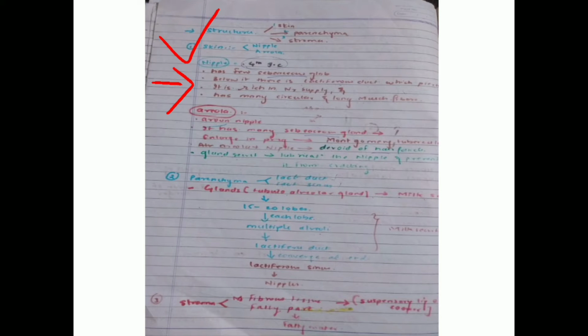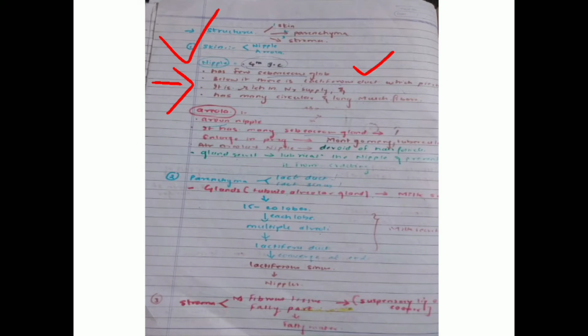Now nipple is situated at the fourth intercostal space and it has few sebaceous glands. Below it there is a lactiferous duct which pierces the nipple. It is rich in nerve supply and has many circular and longitudinal muscle fibers.